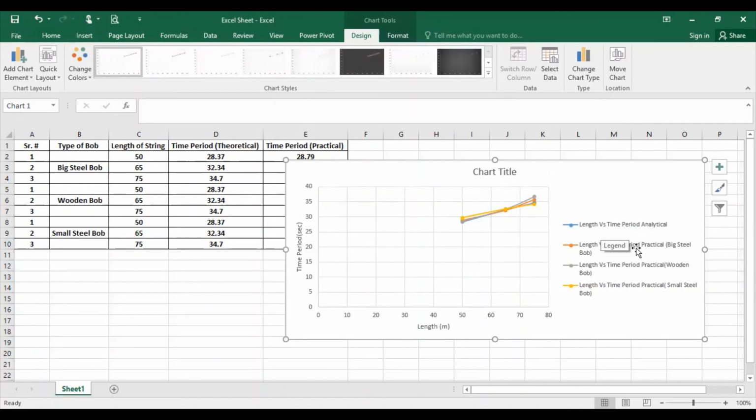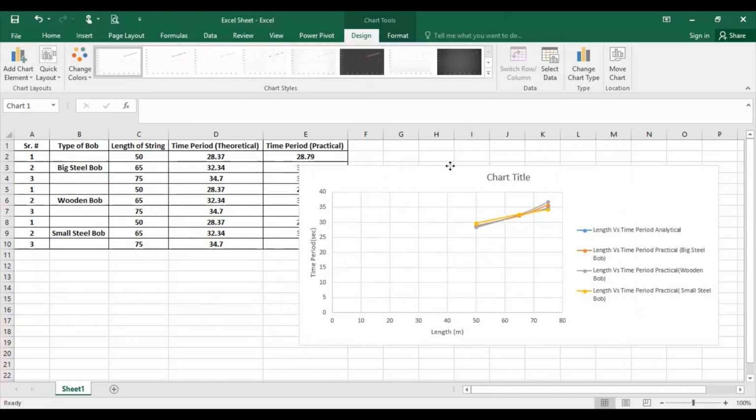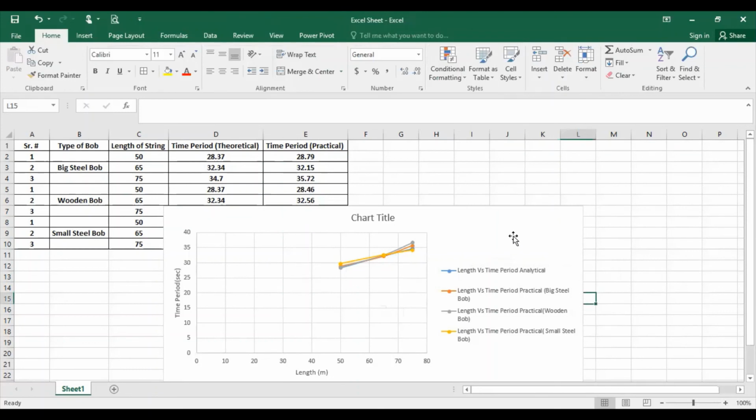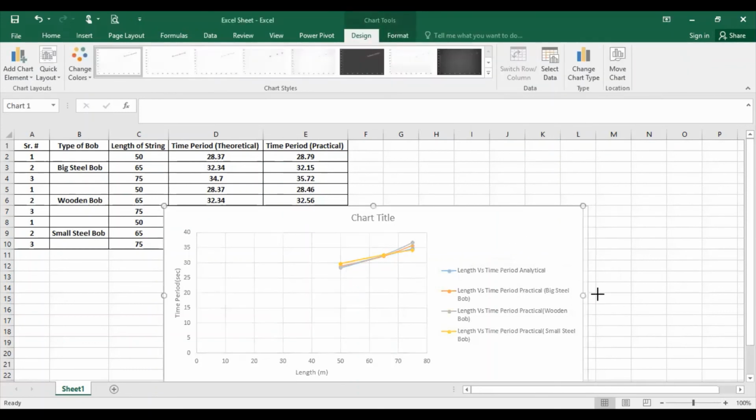This remains the same for all the material types, because there is no addition of material mass or anything in the formula of the time period. So it is coming out to be the same. But for the practical time period, it is coming out different, but very close to each other. There is not a big or huge difference between them. So you can see here, as the length is increasing, the time period is also increasing for all the materials. So you should write these things down in your conclusion after reading this graph.